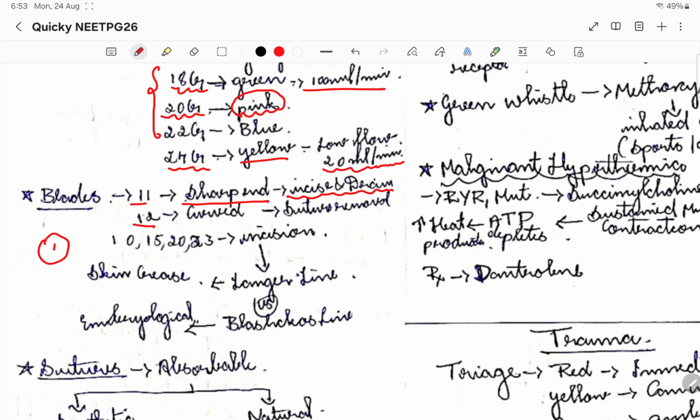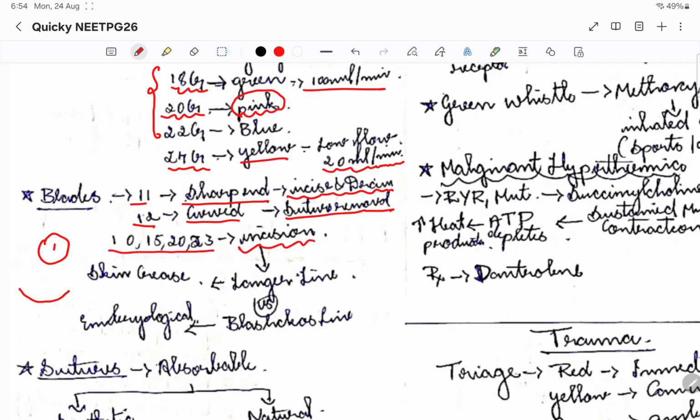Then the 12 blade is for suture removal. We used to do suture removal post orthopedic surgeries, and in obstetrics, right? Post C-section suture removal we used to do. So these things, the 12 size. Okay, then 10, 15, 20 and 23 for other incisions.